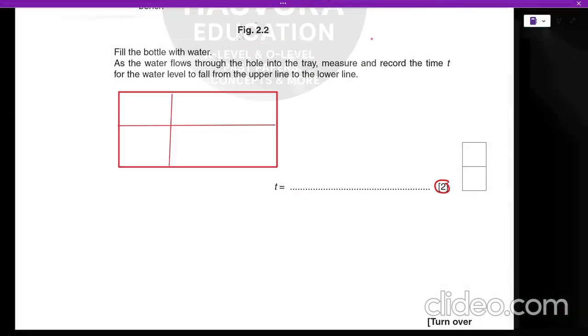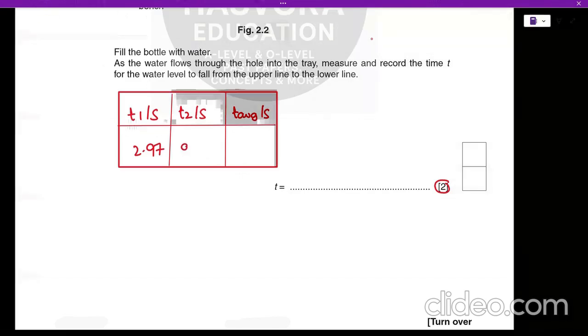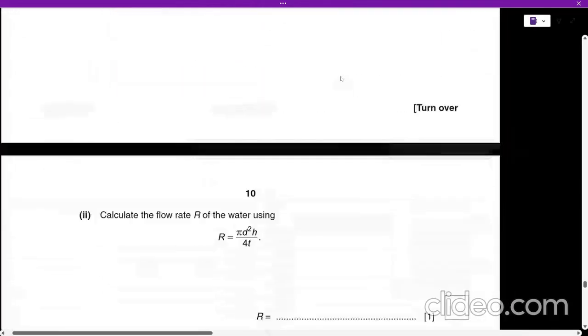So this is going to be one column, this is going to be the other column. So this is T1, this is T2, and this is T average. So this comes out to be 2.97, just assuming 2.97 seconds, and this is 2.92 seconds. So the average will be about 2.95 seconds. This is the time taken for it to fall.